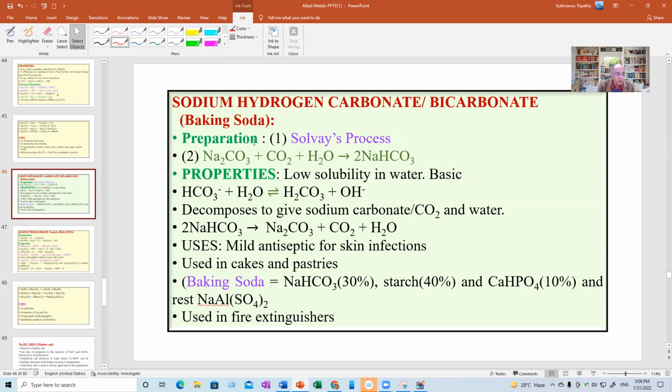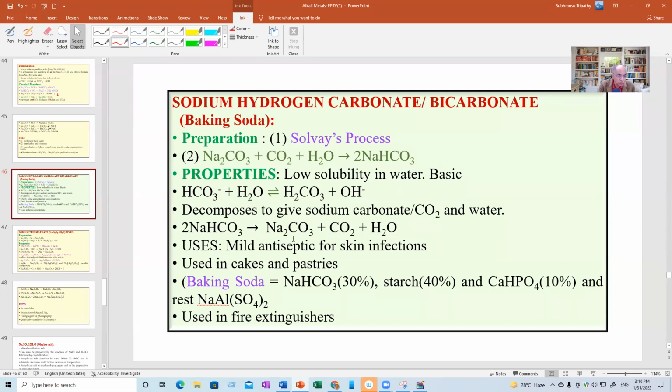Also from sodium carbonate, you can pass excess carbon dioxide, so it will produce the precipitate. It has lower solubility, sparingly soluble. It is also basic because of some salt hydrolysis, but it is less basic than sodium carbonate. The pH value will be less, sodium carbonate will be more. We'll be doing the titration curves for these experiments.